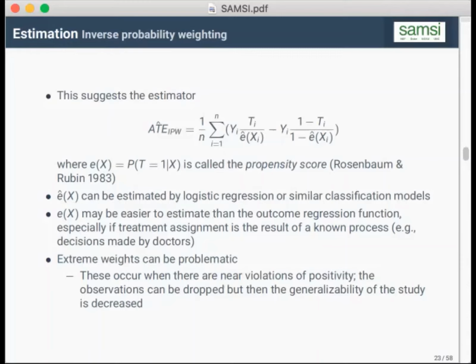And that can allow some subjects to have outsized influence on the estimator, and it really increases the variance of the estimator overall. So it's pretty common when using inverse probability weighted estimators to trim observations with extreme weights. A challenge to that is that that changes the population over which you're estimating the ATE, and can change the interpretation and the generalizability of the effect estimates that you get out of your analysis.